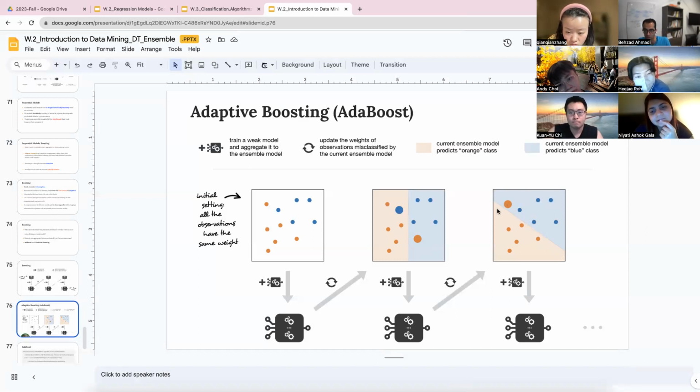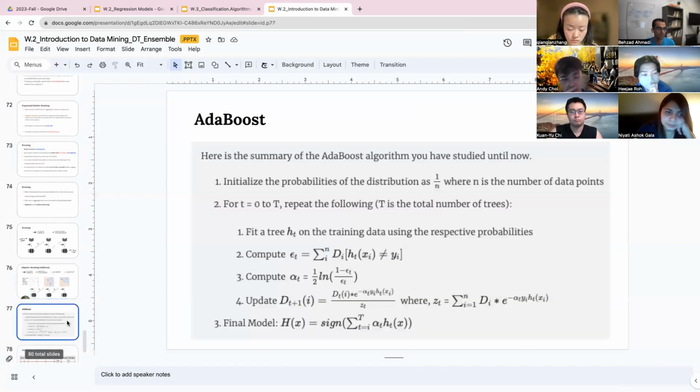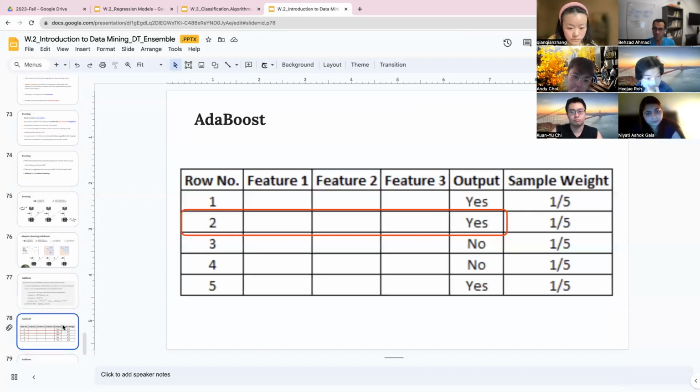Now repeat this. You repeat this by telling the next model to give more weight to the samples you've made errors on. And you repeat this, you repeat this, you repeat this, all the way until you finish. So each time you give more weight to the samples that you got wrong. An example of this is something like that.